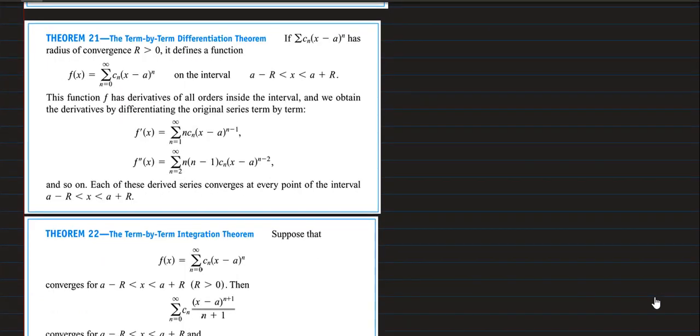Theorem 21 is the term-by-term differentiation theorem. It says if we have an infinite power series that has a radius of convergence r that's greater than 0, it defines a function on this open interval. That's how we came up with these numbers. We got these bounds for our interval of convergence. This function has derivatives of all orders inside the interval, and we obtain the derivatives by differentiating the original series term by term.